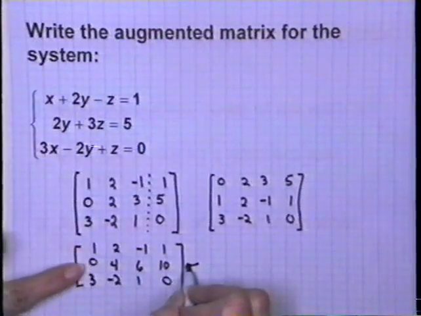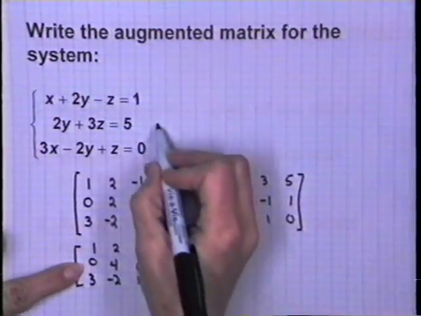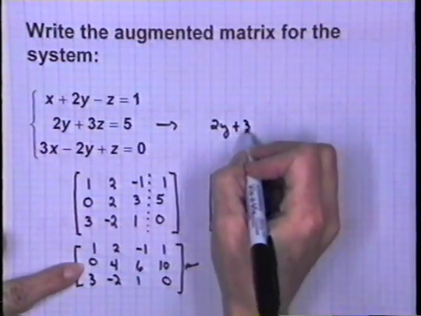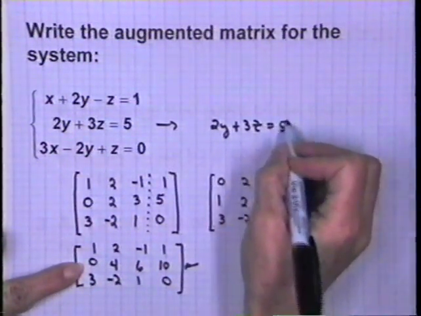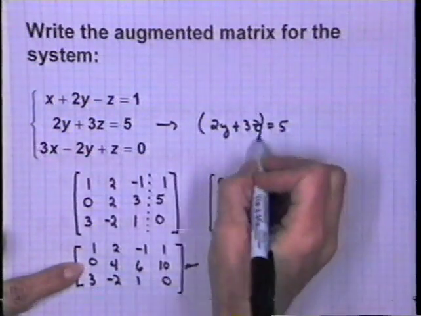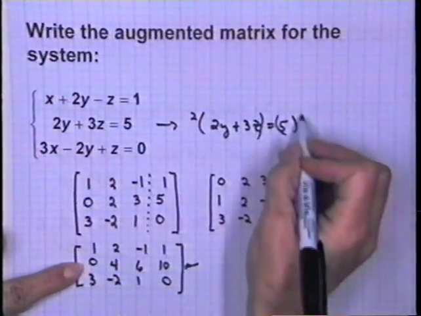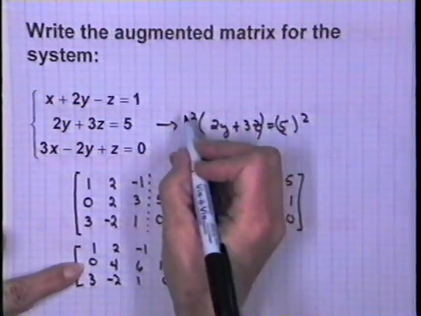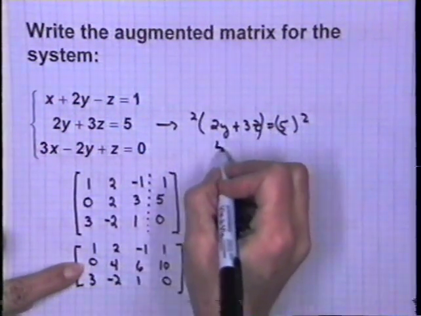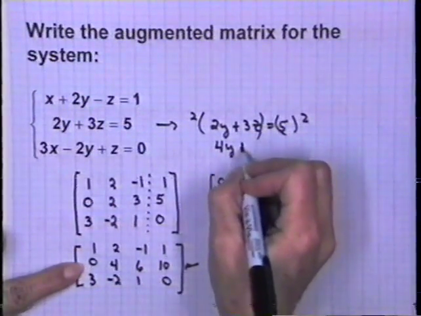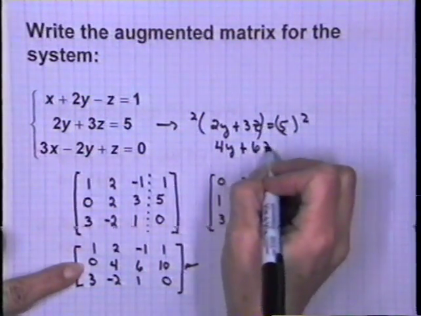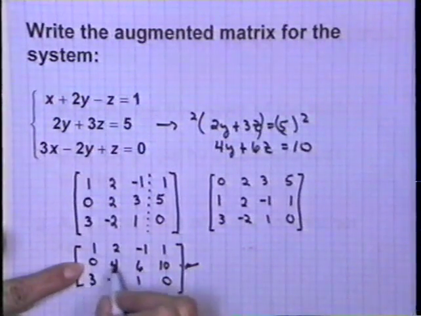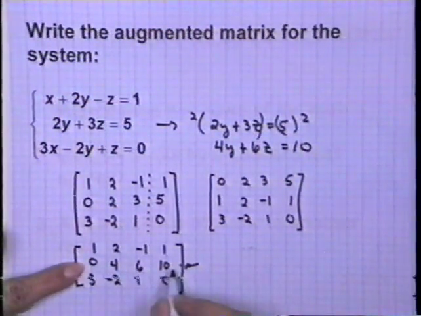What did I really do right here? Well, notice this equation right here. If I have 2y plus 3z equals 5, is it okay for me to multiply both sides of that equation by the same number? It is, isn't it? We've always been able to do that. Notice if I multiply both sides by 2, I get 4y plus 6z equals 10. Now look at this row right here. 0x plus 4y plus 6z equals 10.